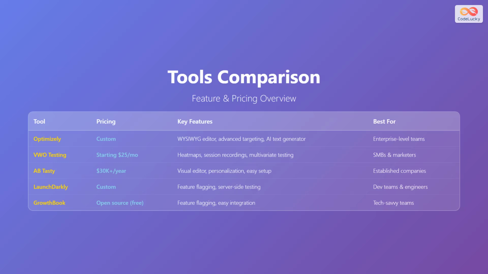AB Tasty costs $30,000 or more per year, but provides a visual editor, personalization features, and easy setup, best for established companies. LaunchDarkly uses custom pricing and specializes in feature flagging and server-side testing, making it perfect for development teams and engineers. GrowthBook is completely free since it's open source and includes feature flagging with easy integration, great for technically savvy teams. The choice depends on your budget, team size, technical capabilities, and specific feature needs. Start with a platform that offers a free trial to ensure it fits your workflow before committing.